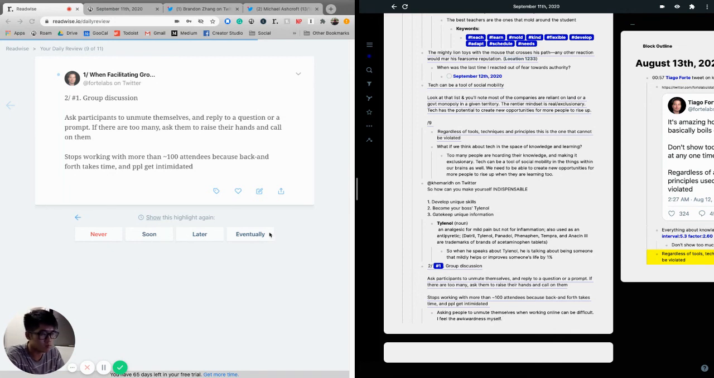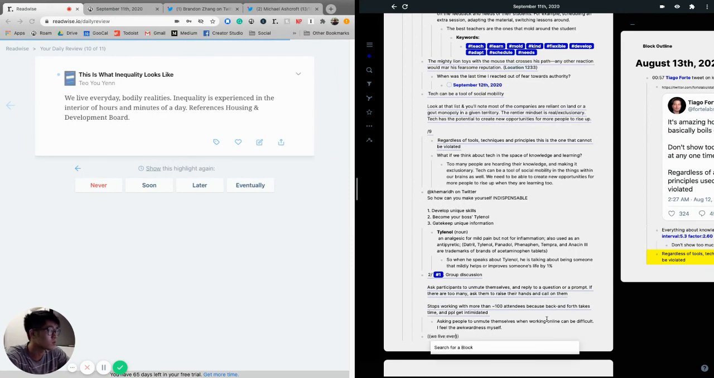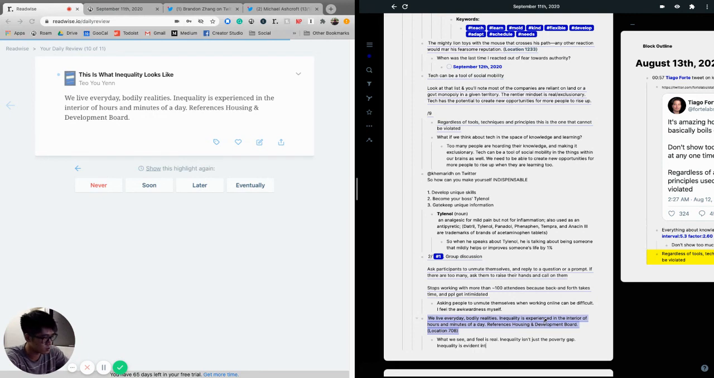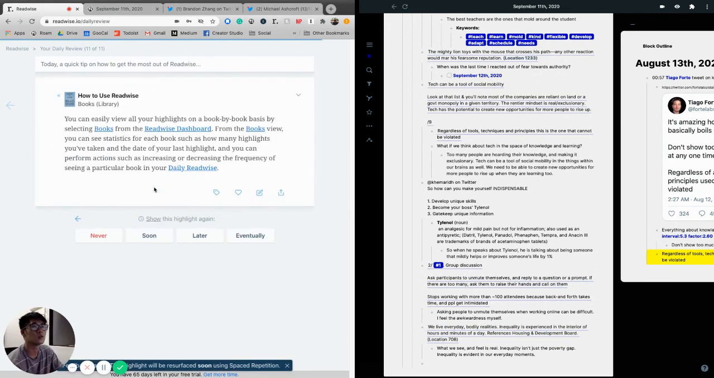Later, I guess. We live everyday body reality, in-body experience, interior, references, housing. I don't know why I highlighted references there. Like this. Yeah, we can do easily.